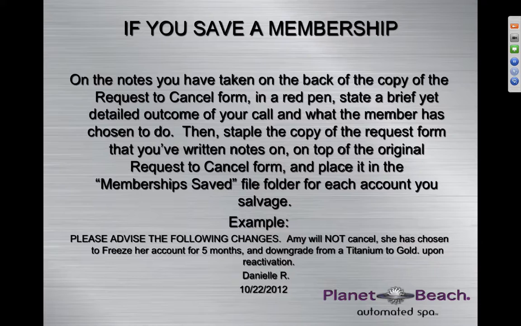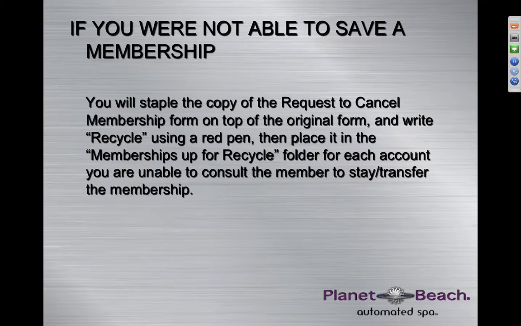But you're going to take notes on the results of what happened. In a cancellation, she's chose to freeze her account for 5 months and downgrade from titanium to gold upon reactivation, the name of the person and the date that they've done it, right? So saving that and then putting it all in this file work that you're going to create for yourself, it's going to be huge when it comes down to having that insurance, the paper trail.